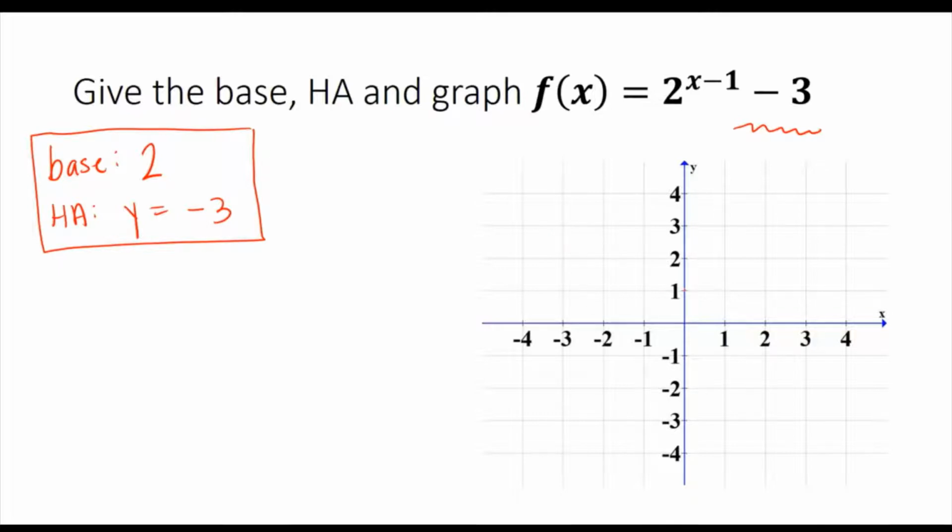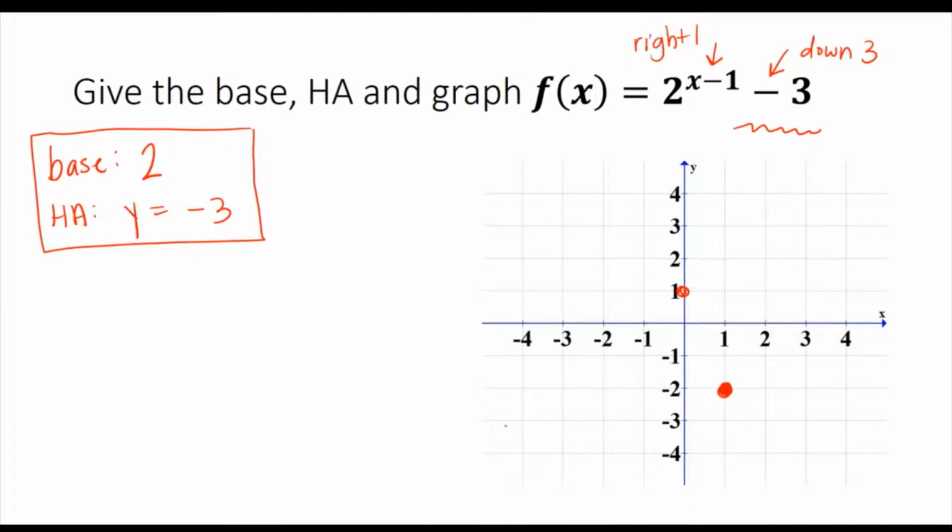Okay, now we need to talk about transformations in order to graph this. A normal exponential graph goes through this coordinate point here, 0, 1. We need to use transformations in order to graph it. So that x minus 1 moves it in the positive direction, right 1, and this minus 3 moves it down 3. That means I need to take this coordinate point 0, 1 and move it right 1 and down 1, 2, 3.